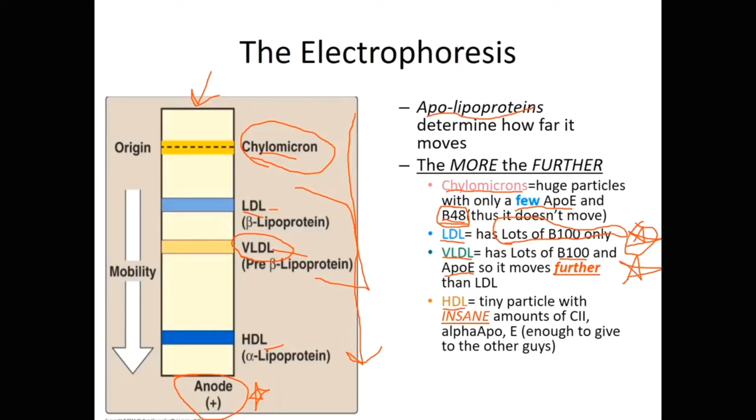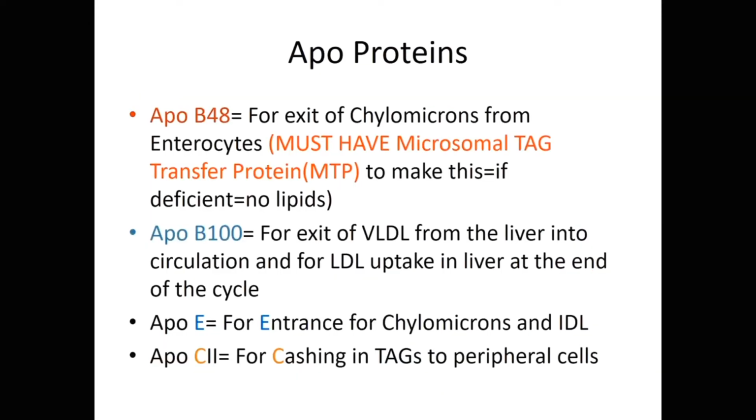Next, HDL. It's so tiny, and it has a ton of apoproteins. It carries all the ones it's going to give to these guys in the circulation, as well as its own. It has alpha apoprotein and stuff like that, and that's why HDL, being very small, plus all those apoproteins, travels the furthest on electrophoresis.